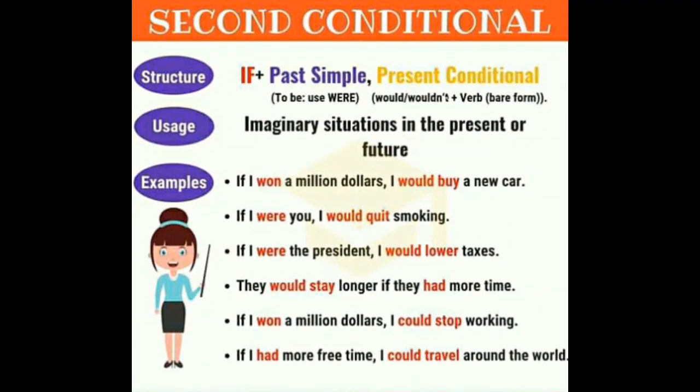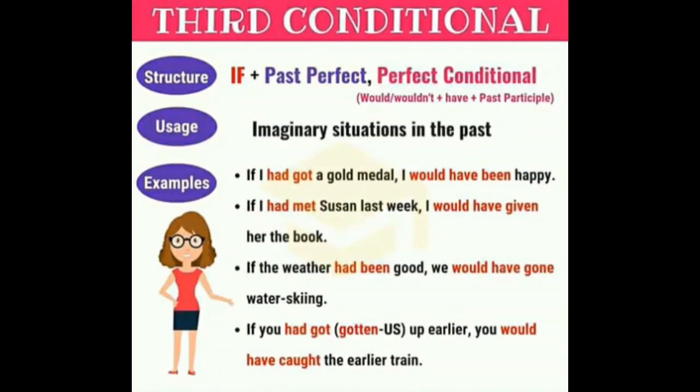As you can see here, we started with the main clause, so we are not using a comma, as opposed to the rest of the examples in which we are starting with the if clause and a comma is inserted. And we have other examples. If I won $1 million, I could stop working. If I had more free time, I could travel around the world. So these all express the same idea that we imagine something in the present and use it in the conditional form.